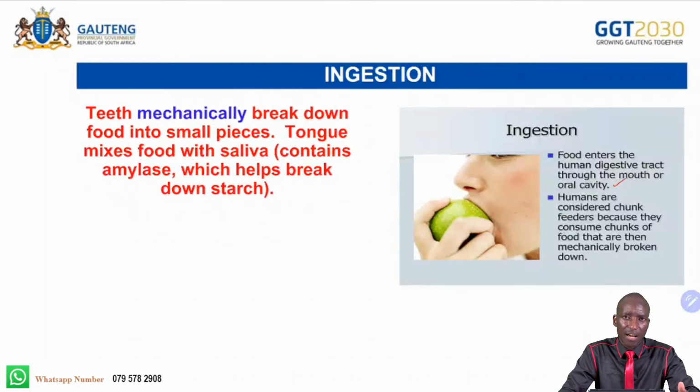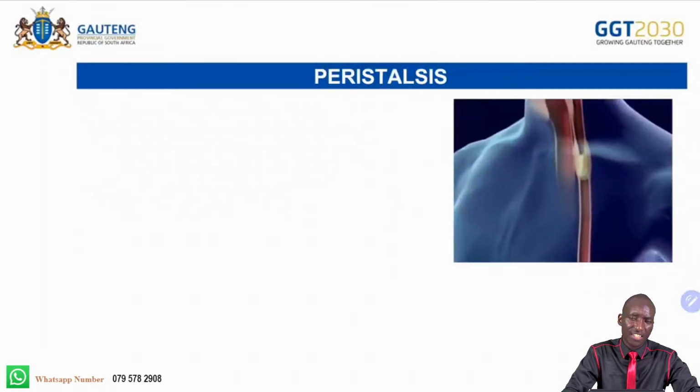This saliva contains an enzyme which is called salivary amylase. It is the one which helps break down starch. Like I say, each enzyme is responsible for digesting a particular nutrient. So we've got the enzyme salivary amylase, which is responsible for the digestion of starch. It is found in the mouth. It's released from the salivary glands. So that's digestion.